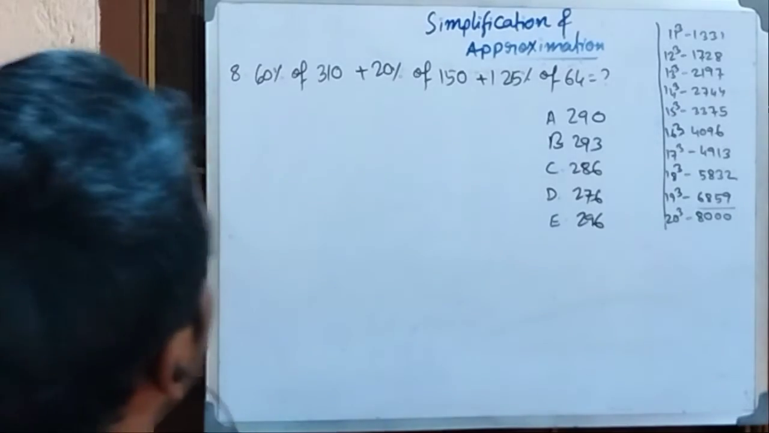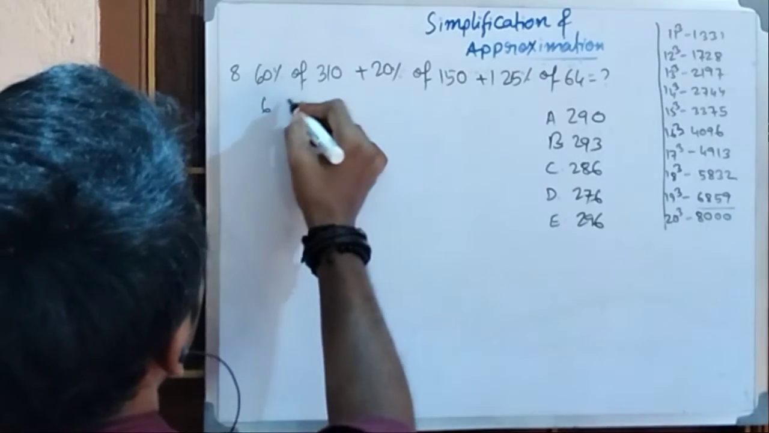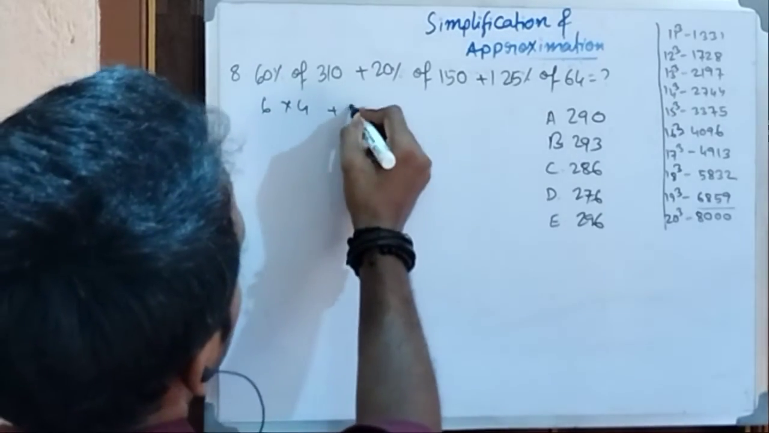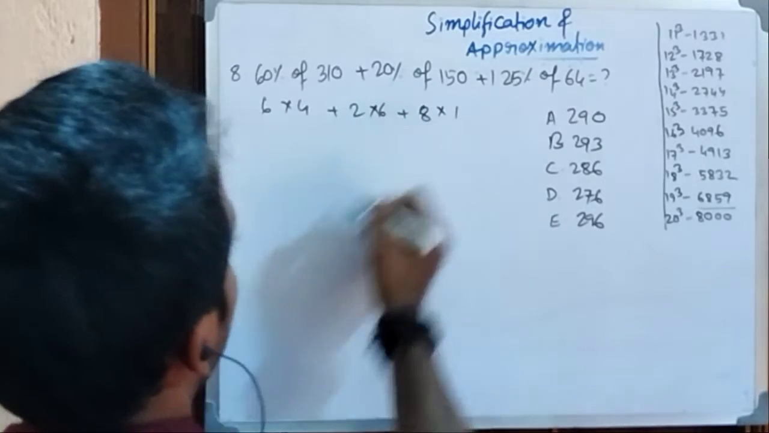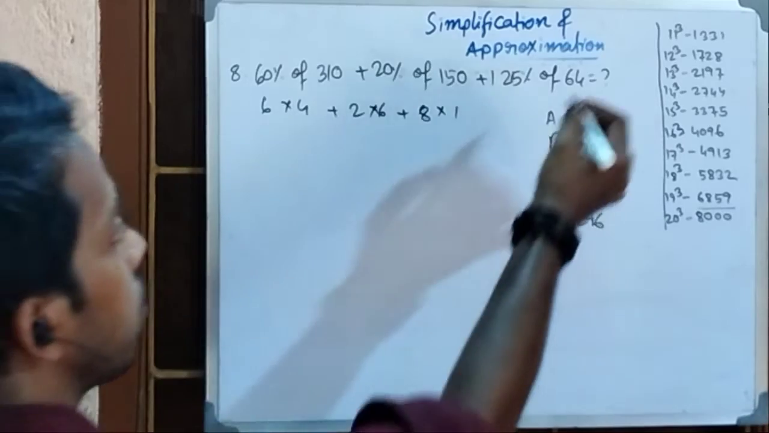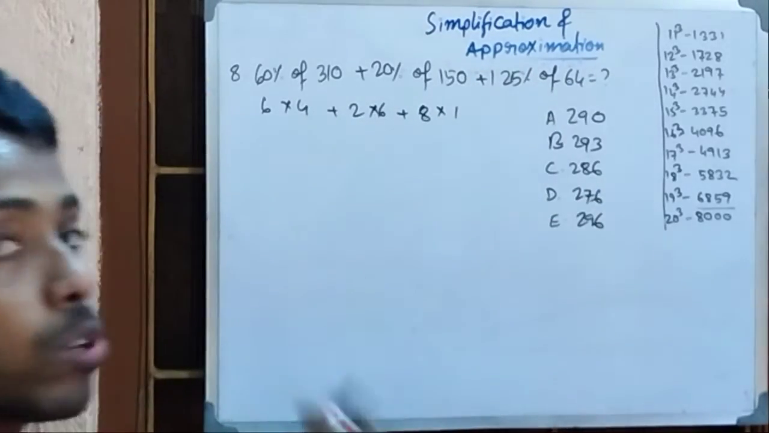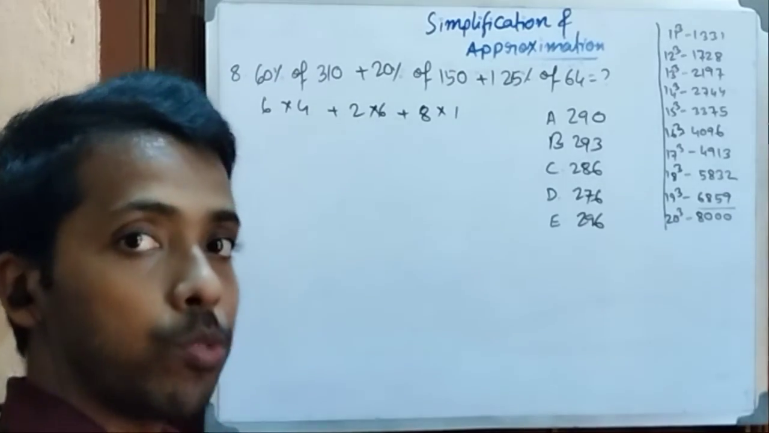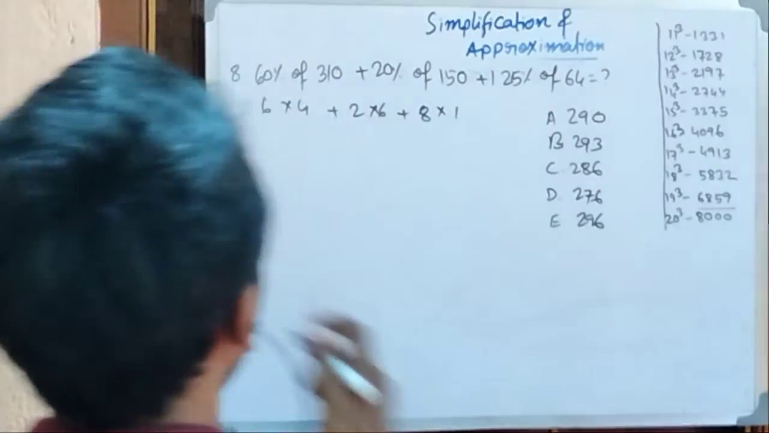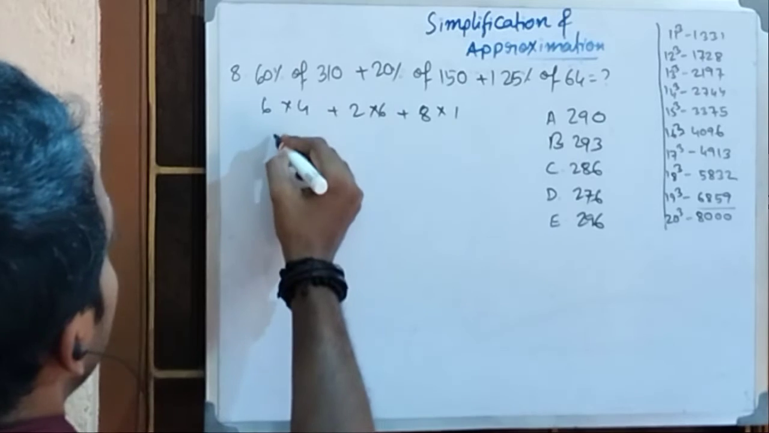Okay. See, 6 into 4 plus 2 into 6 plus 5, 7, 8 into 1. Understood? Why am I taking this one? Because 9 you have to remove. If the digit sum value comes to more than 9, then 9 should be removed from that particular addition, the sum.